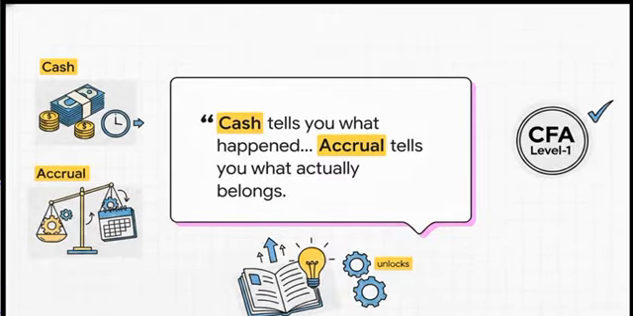I want to leave you with this really powerful thought. Cash tells you what happened, but accrual tells you what actually belongs to that period. Mastering that difference is what unlocks real financial analysis. But here's a question for you to chew on. If AI tools like Copilot can calculate these complex accrual red flags in mere seconds, will tomorrow's CFA analyst just be a number cruncher? Or will they need to be more of a high-level business detective?